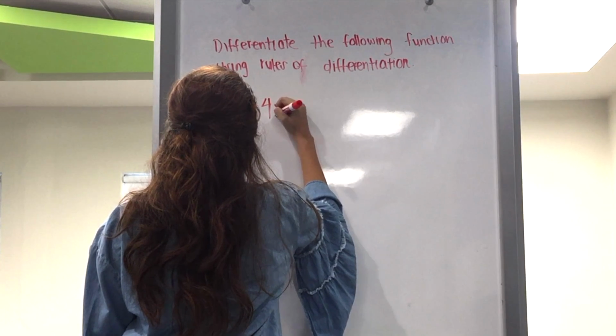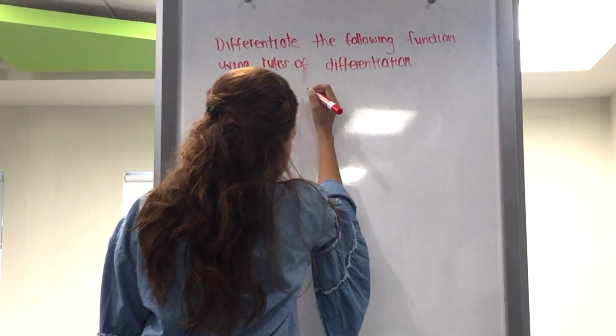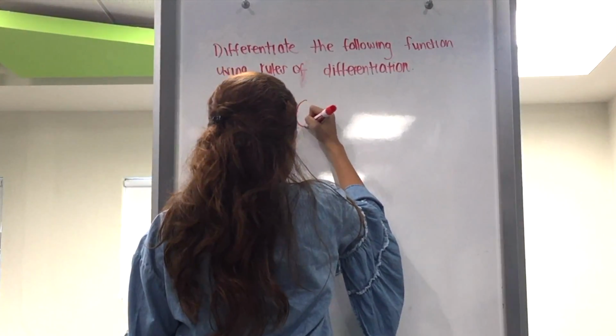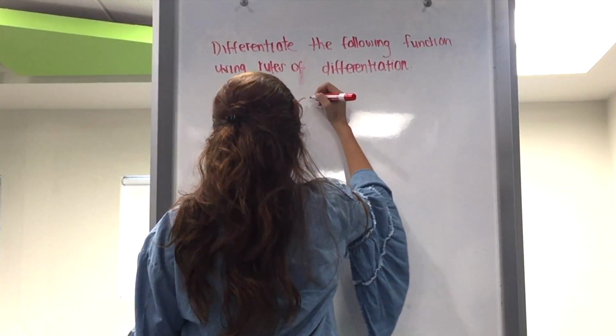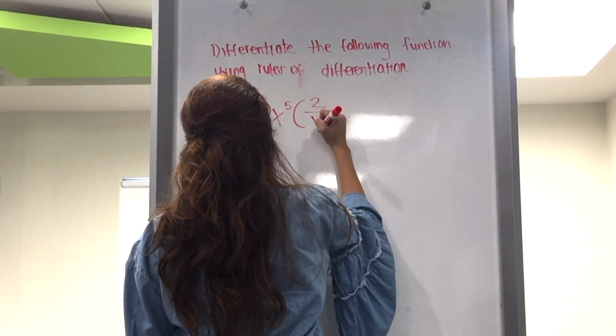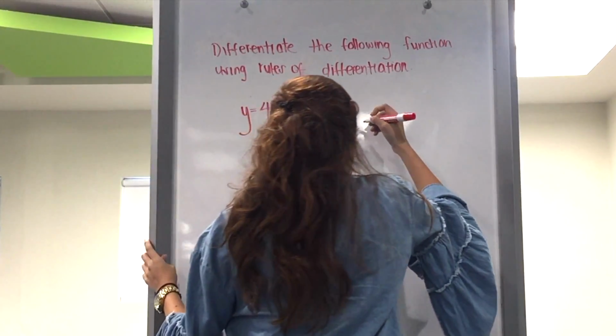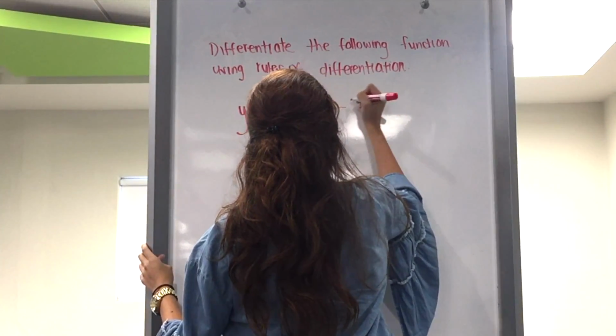Now, you might be wondering what the rules of differentiation are. Well, there are 3. Number 1: if y equals c, where c stands for a constant, meaning any number, then y prime equals 0.